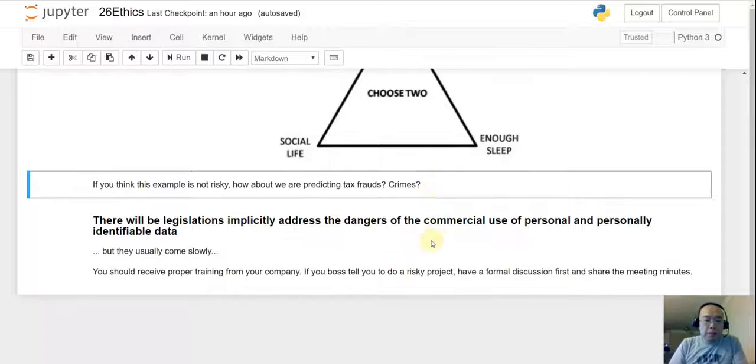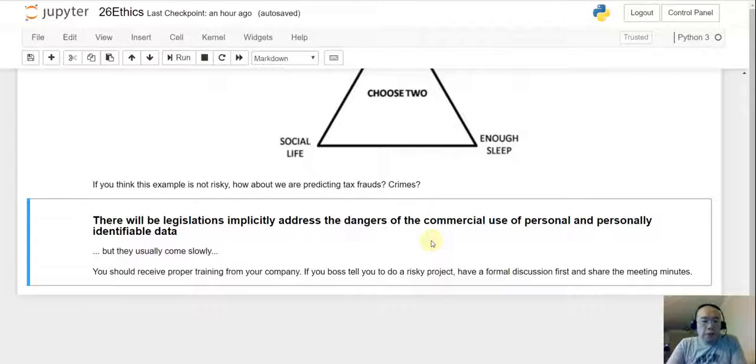Okay, the very last thing, there will be legislation that implicitly addresses the danger of the commercial use of personal data, but it will come very slowly. Consider that FERPA is a very old legislation, and yet there has been no big update since 1970. So the legislation may happen, but it will be much slower.